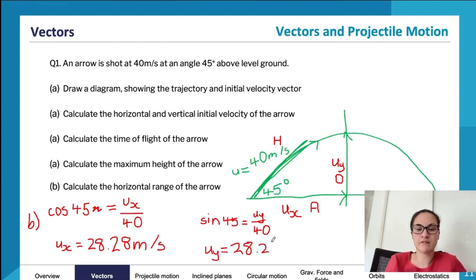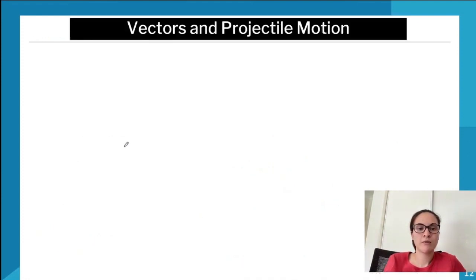And if you wanted to check this and do some of the Pythagorean theorem, then by all means check, but you will end up with 40 if you were to do so. But yeah, so 28.28, that's ux, and it's also uy. Okay, now using that, we now need to calculate the time of flight of the arrow. So we're going to go over here, see the time of the flight of the arrow.